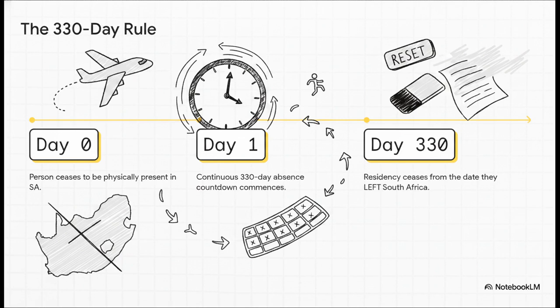This applies to someone who's a resident purely because of the physical presence test. If they leave South Africa, a clock starts ticking the day after they physically depart. If they maintain a continuous absence for at least 330 full days, something crazy happens. The law actually reaches back in time, and they cease to be a resident from the very day they left. It totally nullifies their residency from the moment they cross the border.